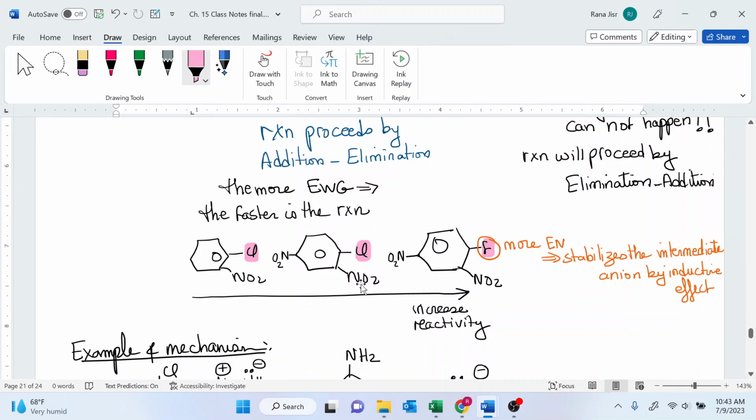Also, the more electron withdrawing groups on the benzene, the faster is the reaction. So here I have an electron withdrawing group on the ortho position. This reaction is slower than having two electron withdrawing groups on both the ortho and the para position. They have to be on the ortho and the para and not the meta position.